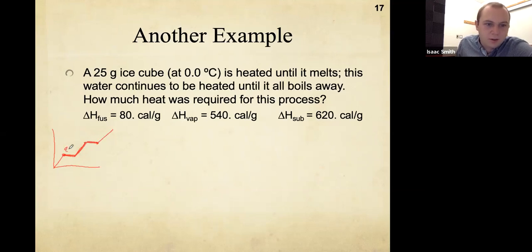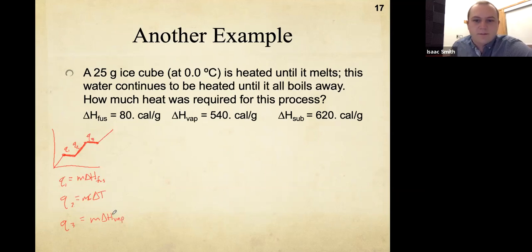That means we're going to have a Q1 for the horizontal, a Q2 for the diagonal, and a Q3 for the horizontal. Q1 is horizontal, so that's m delta H of fusion, because that's the bottom line there. Q2 is a diagonal, so we're going to be using Q equals m c delta T. And then Q3 is the second horizontal line, so that's m delta H of vaporization.